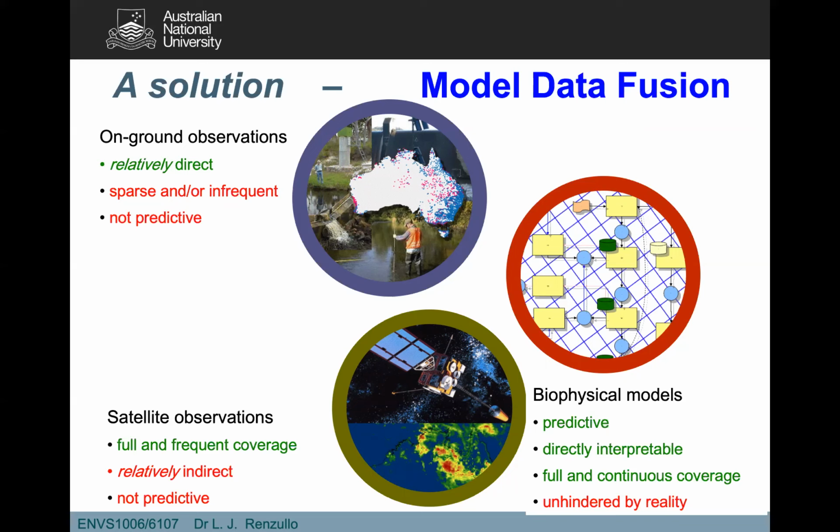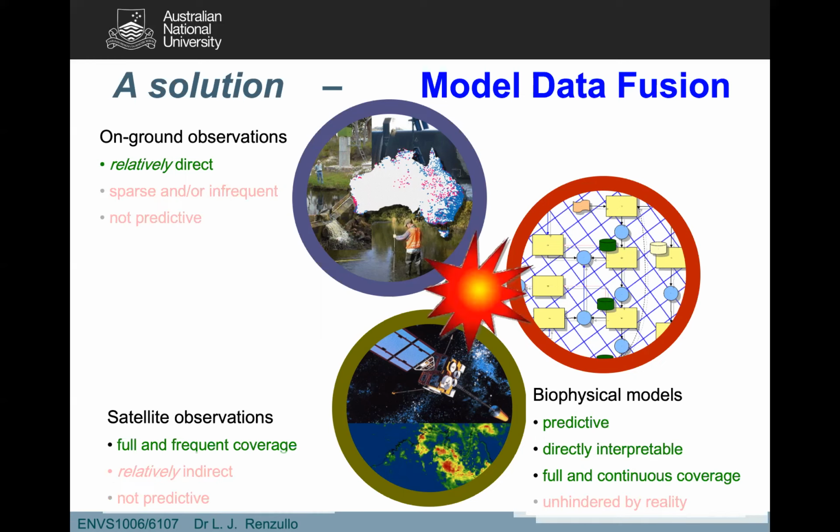Biophysical models, however, are predictive. They can be interpreted. They describe the physics of the problem. Their coverage in time and space is full and complete. But without the guidance of observations, they are blind and can be unhindered. So we've developed this term over the years called model data fusion: the idea that by combining all these sources of information in the one integrative framework, we can do better at understanding the water cycle than those observations, satellite or ground-based, or models alone.